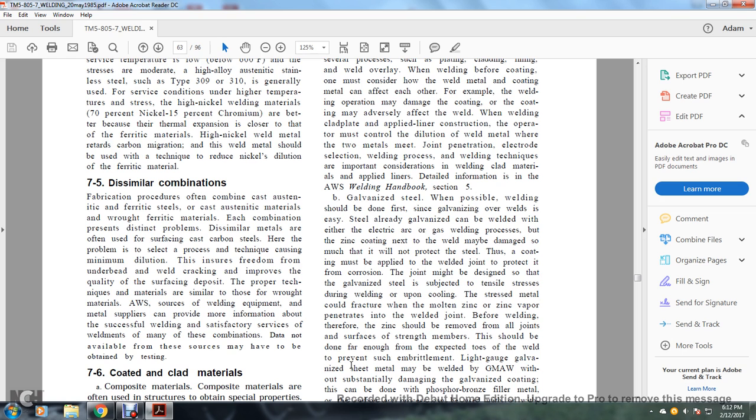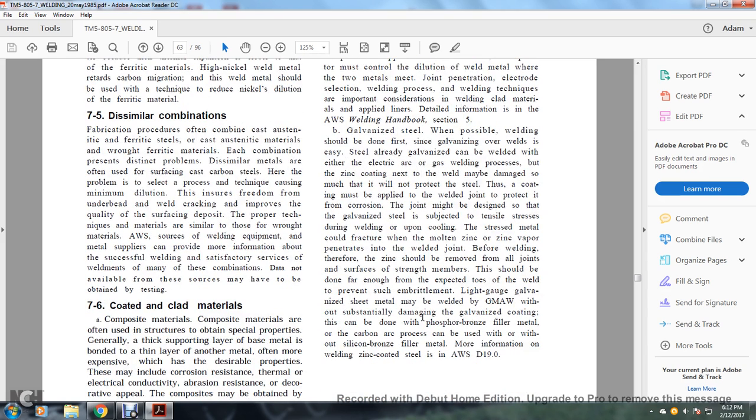Light gauge galvanized sheet metal may be welded with gas metal arc welding without substantial damage to the galvanized coating. This can be done with a silicon bronze filler metal. The carbon arc process can be used with or without silicon bronze filler metal. More information on welding zinc coated steel is in American Welding Society D19.0.